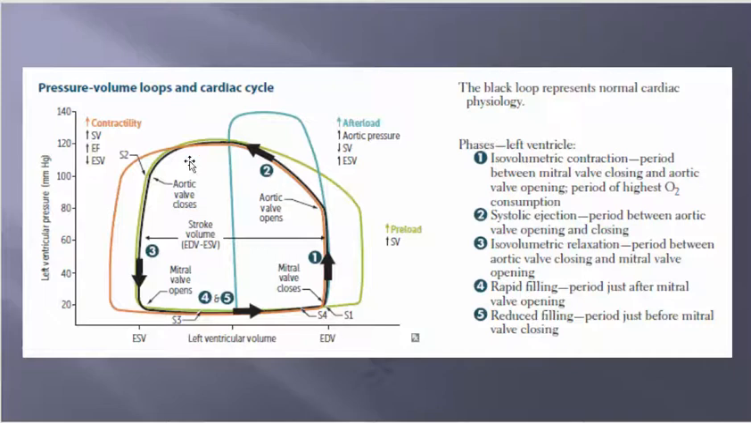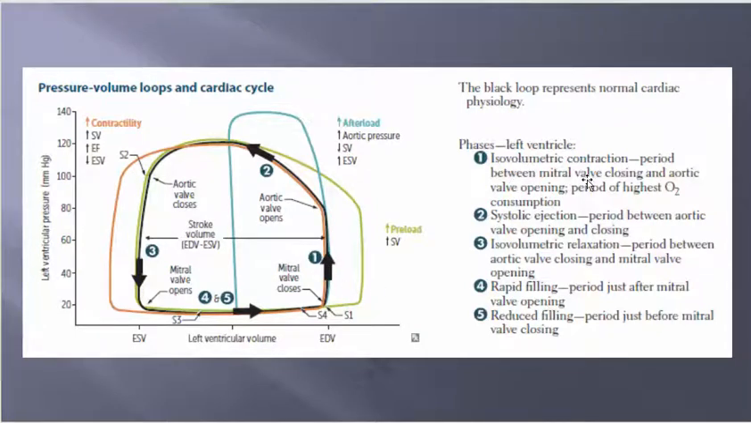Okay. Here you have pressure-volume loops and cardiac cycles. You have your left ventricular volume. The black loop represents normal cardiac physiology. This is on your USMLE, by the way. They'll ask you about 1, 2, 3, 4, or 5, and ask what's occurring at one of them. You have to know which one it is. So make sure you always start on the right, just like the way your heart is, in a sense.